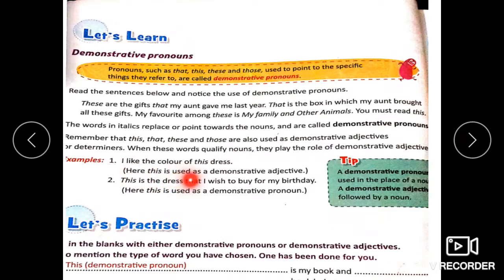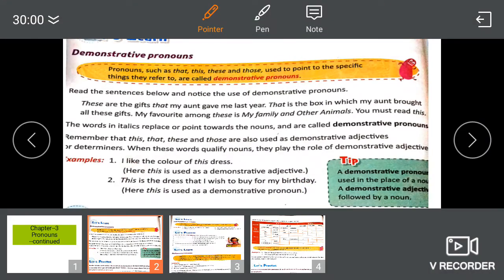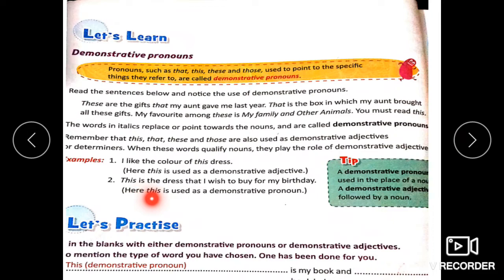Here, this is used as a demonstrative adjective. In the next example, this is the dress that I wish to buy for my birthday. Here, the word of demonstration this is used as a demonstrative pronoun. Now, in this green box with the tip, you can see a demonstrative pronoun is used in place of a noun. A demonstrative adjective always is followed by a noun.